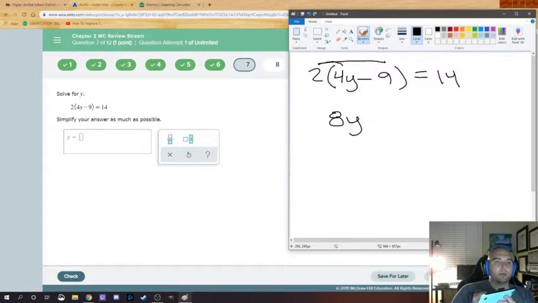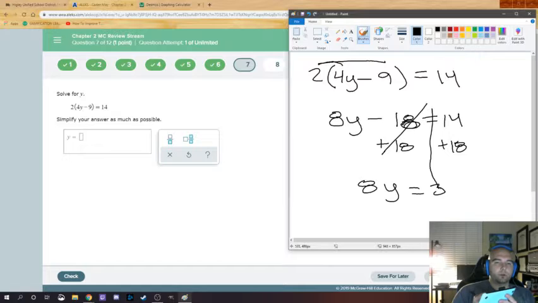So 2 times 4y is 8y, and 2 times negative 9 is negative 18. Okay, now we're back where we were on the other two problems a second ago. You just get rid of stuff, so I need to add 18. 8y equals 32. And y equals 4.